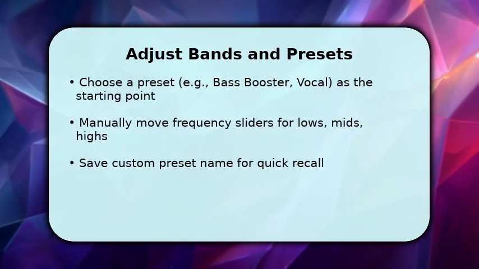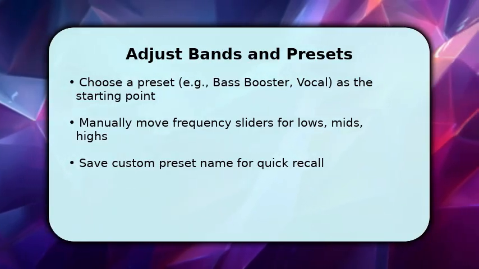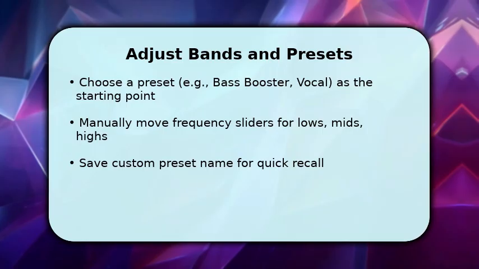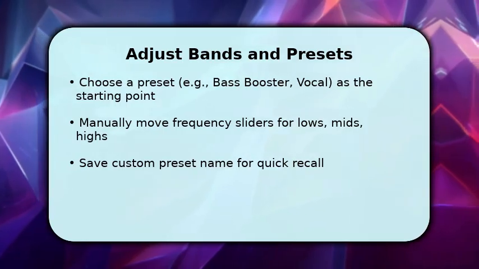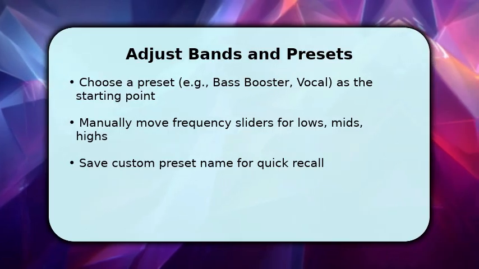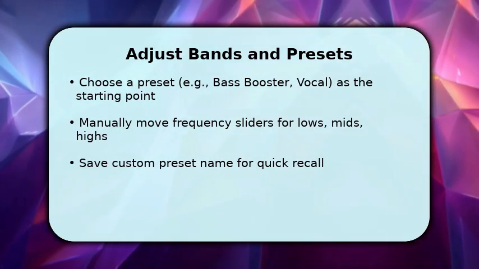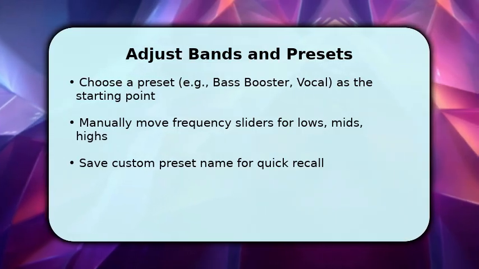Once the equalizer opens, select a preset to get a baseline. Presets like Bass Booster or Vocal give you immediate contrast. Then you manually adjust the sliders. Lower frequencies for bass, mid frequencies for clarity, and highs for sparkle. Move one slider at a time and listen for the change so you understand cause and effect.